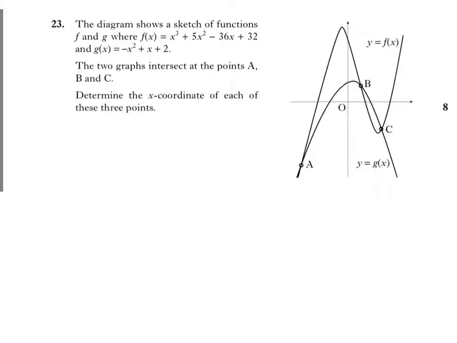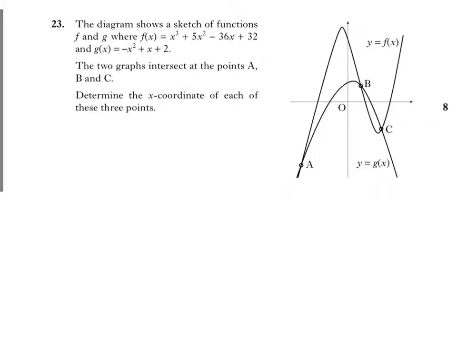Okay, section 5, question 2. The diagram shows a sketch of functions f and g, where f of x equals x cubed plus 5x squared minus 36x plus 32, and g of x equals minus x squared plus x plus 2. The two graphs intersect at the points A, B and C. Determine the x coordinates of the 3 points.